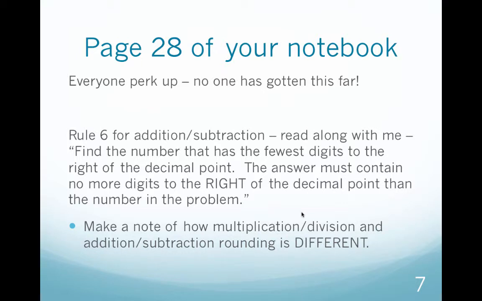So please make a note of how multiplication and division and addition and subtraction rounding is different. Multiplication and division is based on significant figures. Addition and subtraction is based on the number of decimal places. You need to commit this all to memory because if you do not round your numbers correctly, when you're doing math from here on out, you will get points taken off.